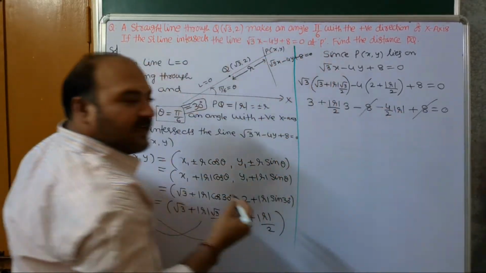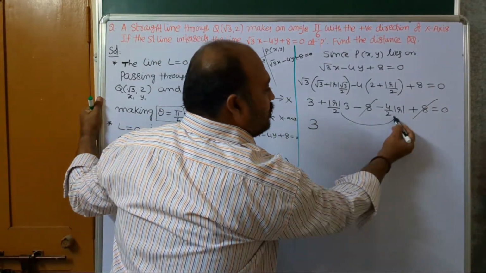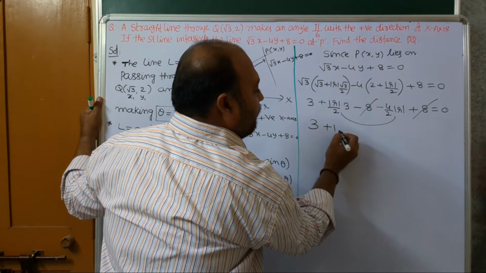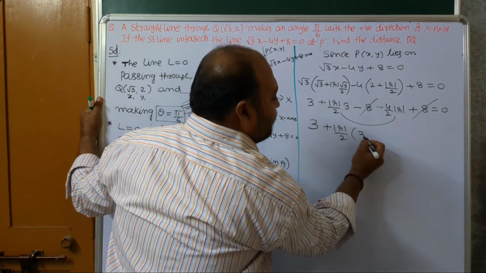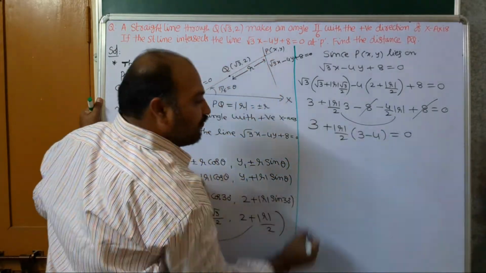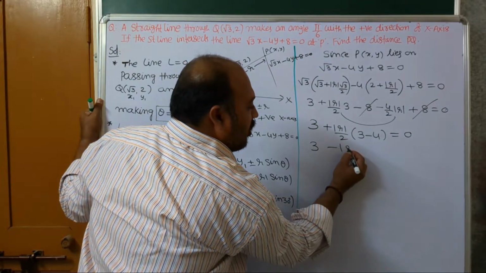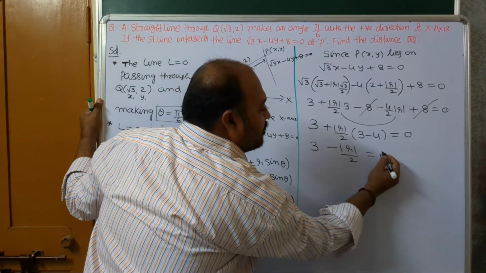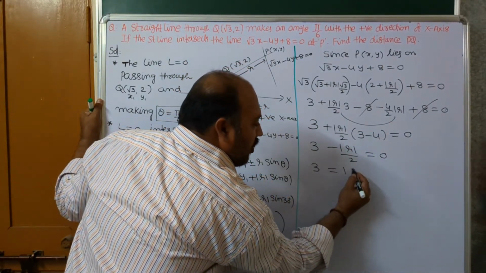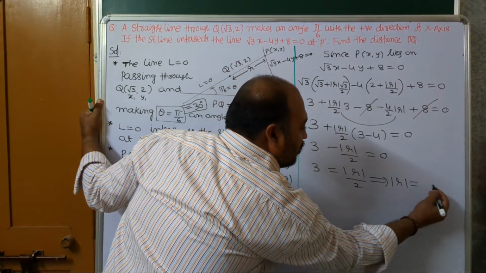Plus 8 minus 8 get cancelled. So 3, even from these two also, mod r by 2 take common, 3 minus 4, here 3, here minus 4, equal to 0. So 3 minus 4 is minus 1. So minus mod r by 2 is equal to 0. 3 is equal to mod r by 2. Cross multiply, mod r equal to 3 to the 6.